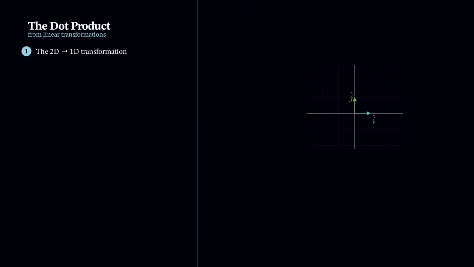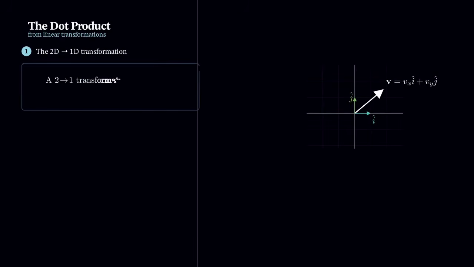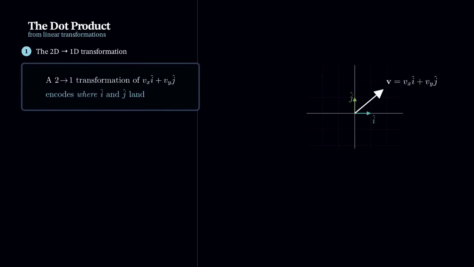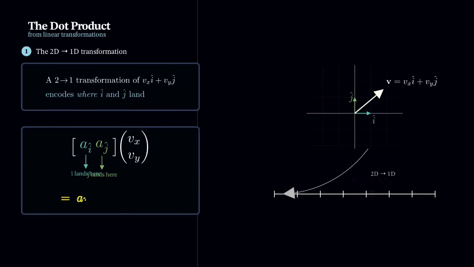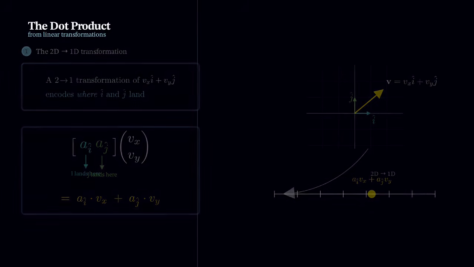Think of some random linear transformation that collapses 2D space onto a 1D line. This transformation is entirely determined by where the basis vectors land. Let's say that i hat lands on a sub i and j hat lands on a sub j. Then some arbitrary vector v in that 2D space would land on the point a sub i times v of x plus a sub j times v of y.